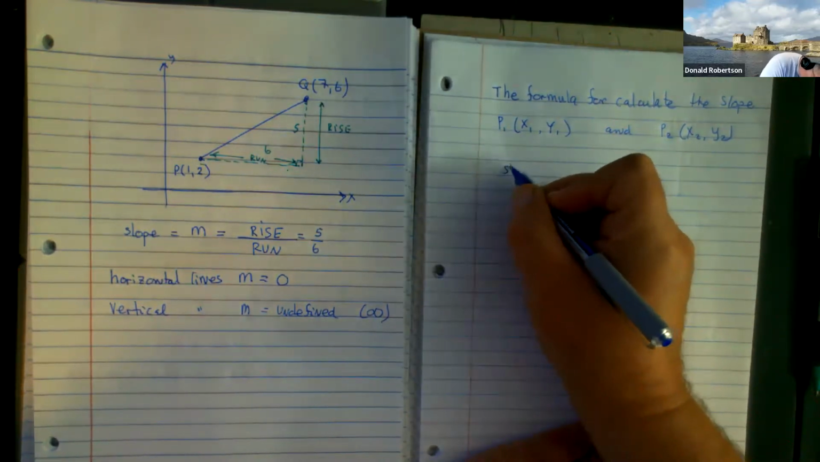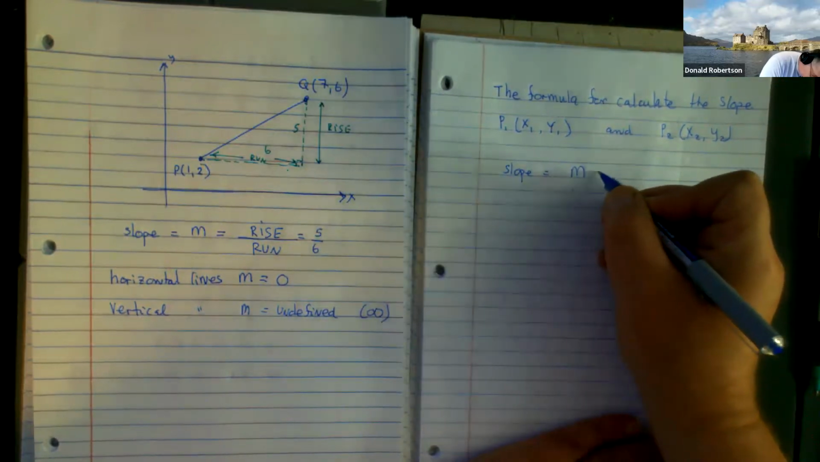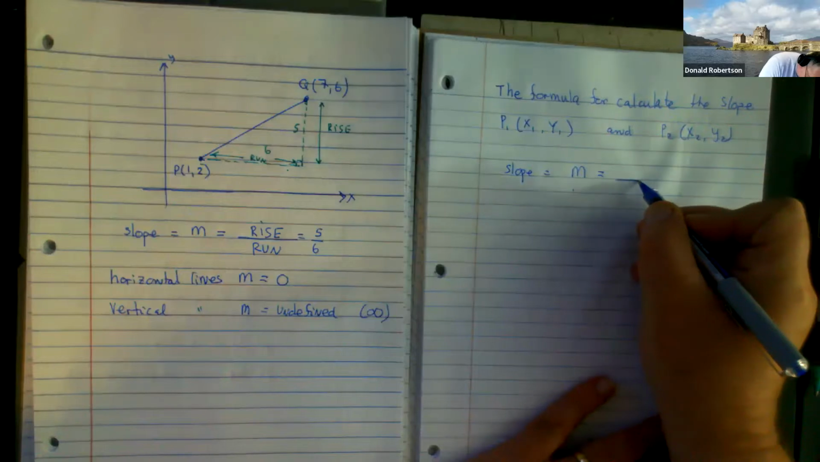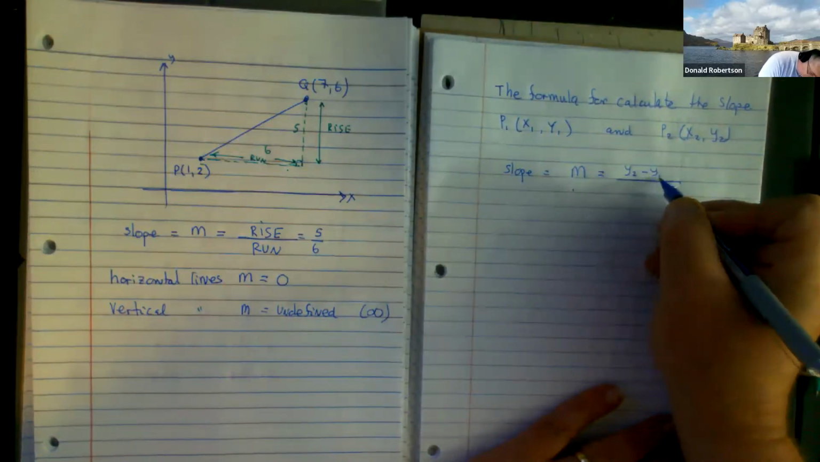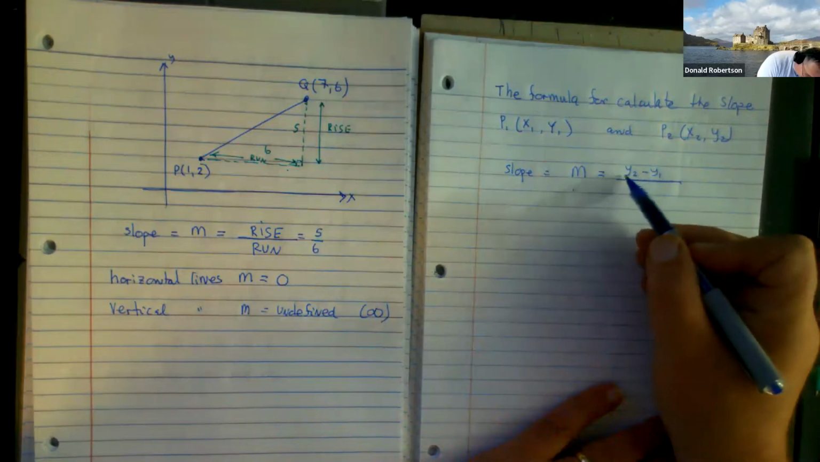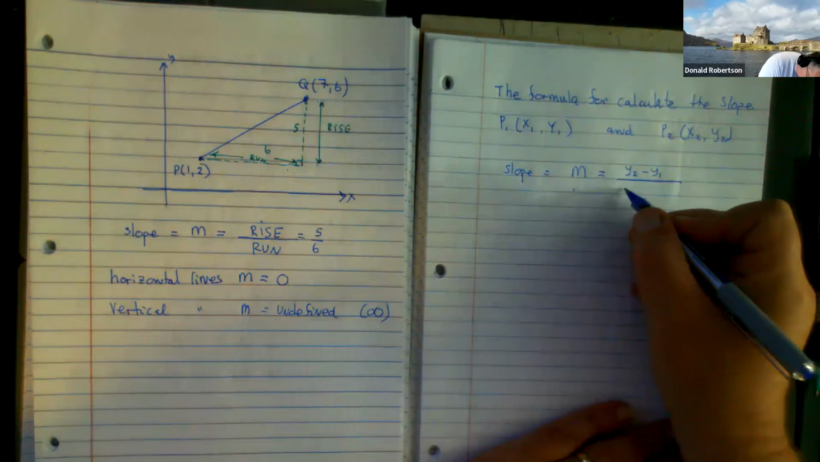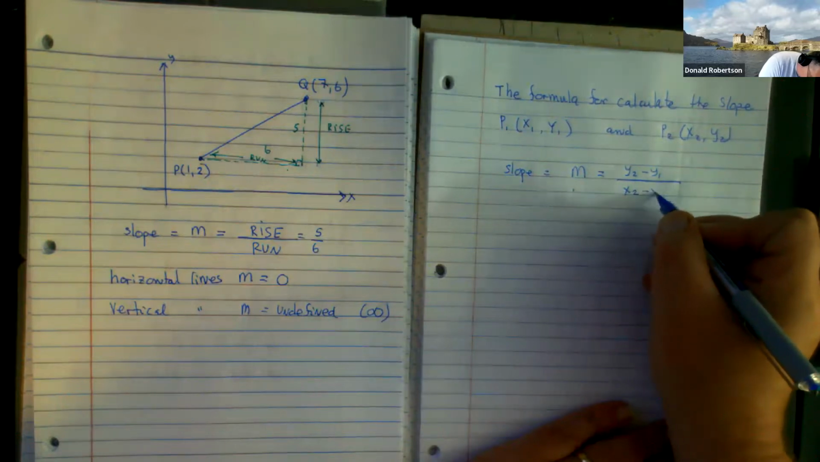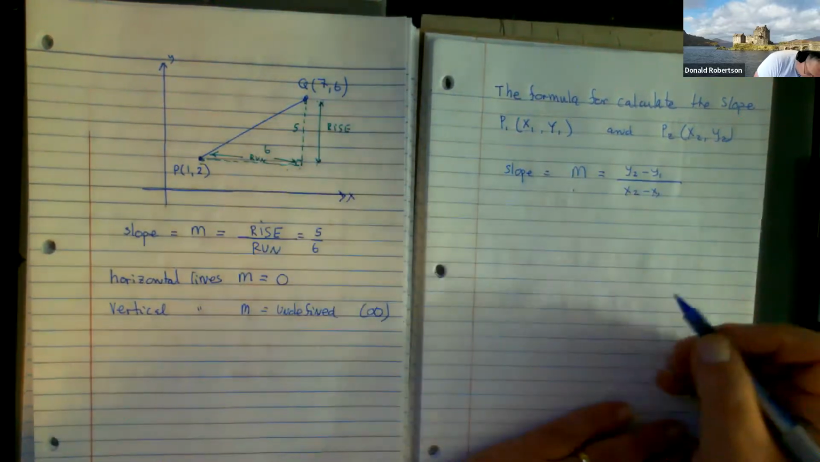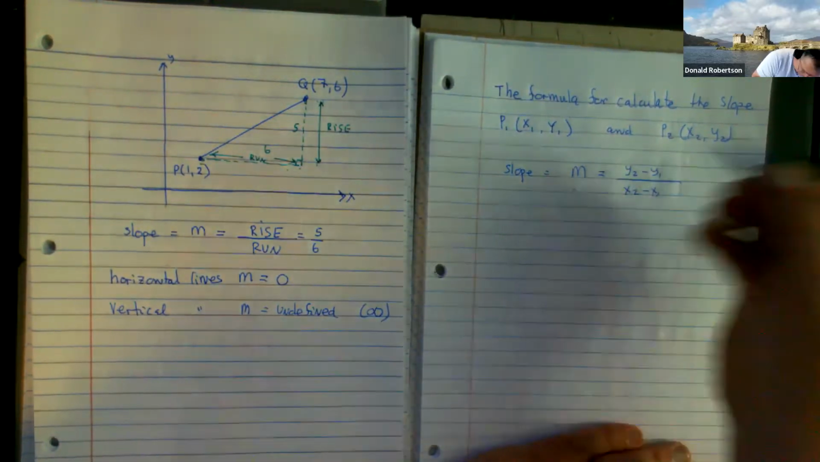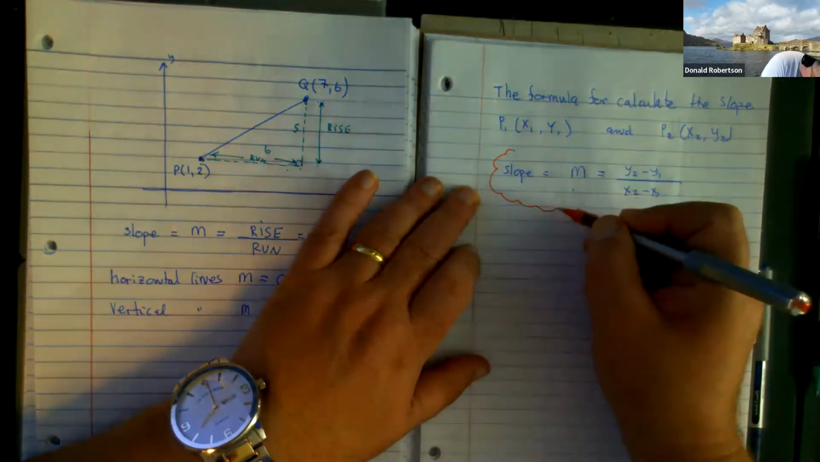Then the slope, which we're going to use the letter m to represent, is given by this fraction: y2 take away y1. That's essentially the difference in the y coordinates, which corresponds to that number there, the rise. And you divide it by x2 take away x1, which is essentially the distance from here to here. We call that the run. So that is the equation that you can use.